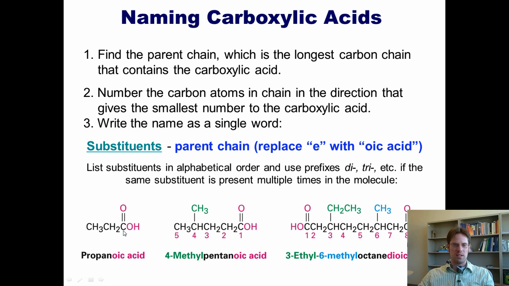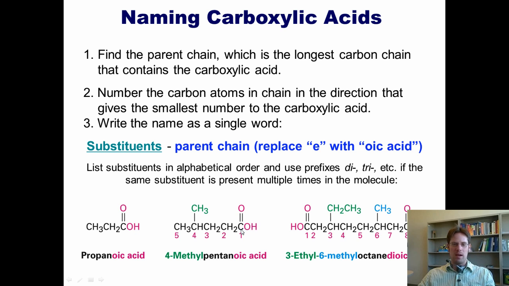You'll notice this first example has 3 carbons. A 3-carbon long chain, by IUPAC standards, is called propane. Because this is a carboxylic acid derivative of propane, we start numbering it at this carbon being carbon 1, this is carbon 2, and this is carbon 3. We take off the letter E at the end of the word propane and replace it with the suffix oic acid. Thus, this compound is called propanoic acid.